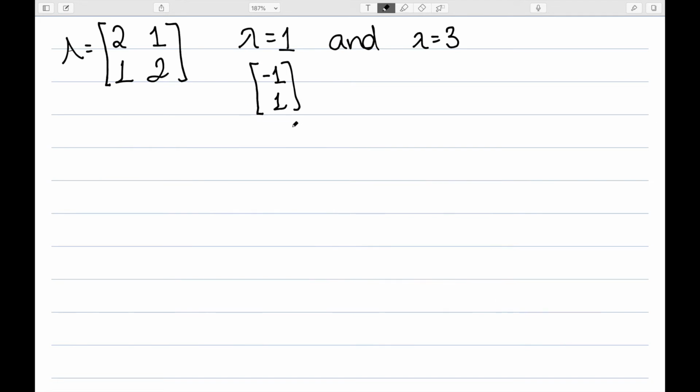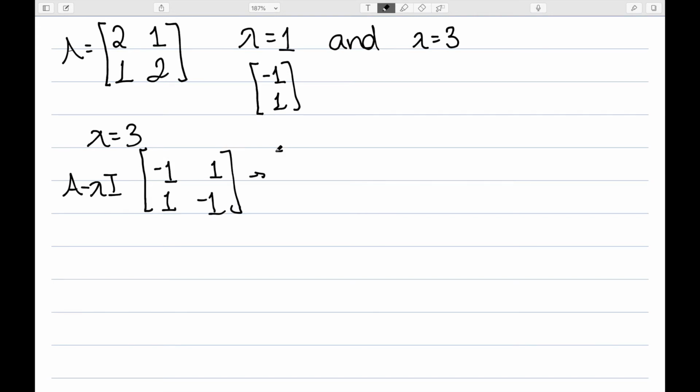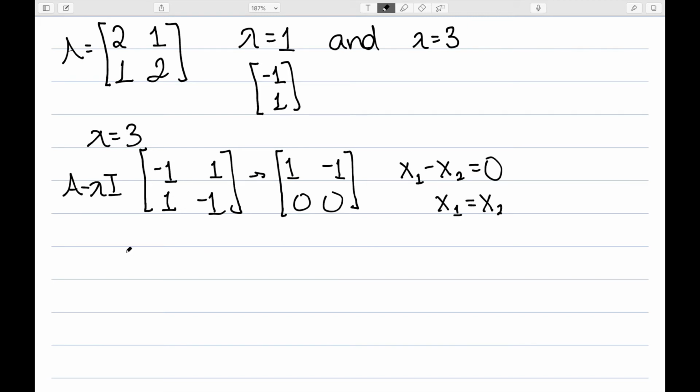So I found the eigenvector corresponding to 1. Let's do it again for 3. Once again, we need to start with A minus lambda I, which means subtract lambda from the diagonal. 2 minus 3 is negative 1, 1, 1, and 2 minus 3 is negative 1. When you reduce this matrix, you get 1, negative 1, 0, 0. This first row tells me x1 minus x2 is equal to 0, or x1 is equal to x2.